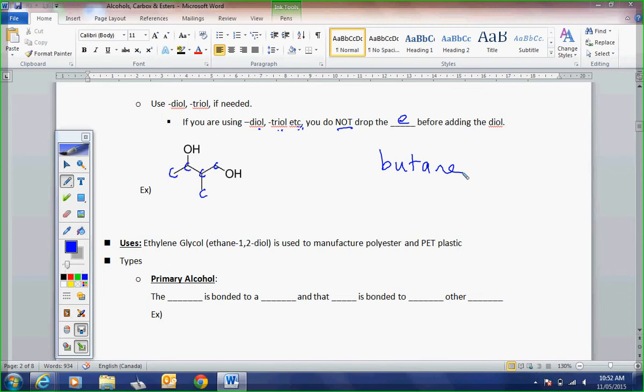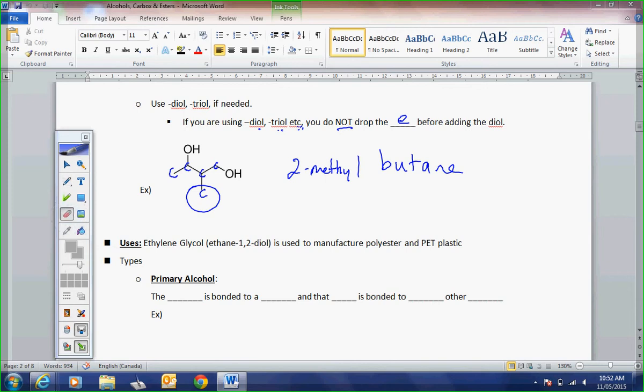There is a methyl, Emily has said. It's here. It's on carbon 2. And then to the ends, everybody okay so far with 2-methylbutane? So we would have named it 2-methylbutane. That's what we would have named it last week.